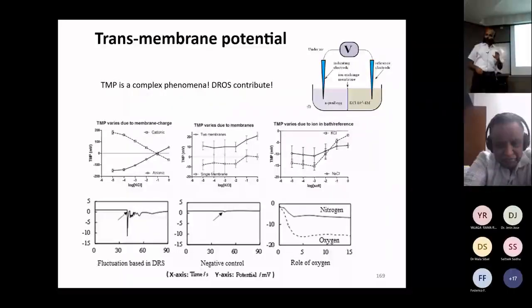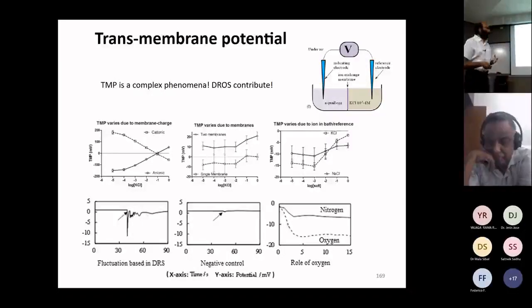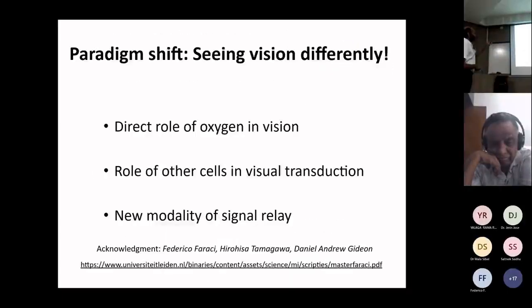So transmembrane potential is not a very simple thing, as simple as a few ions in solution moving here and there. It's a complex phenomenon. All right. So the paradigm shift here is that you have to see vision differently.